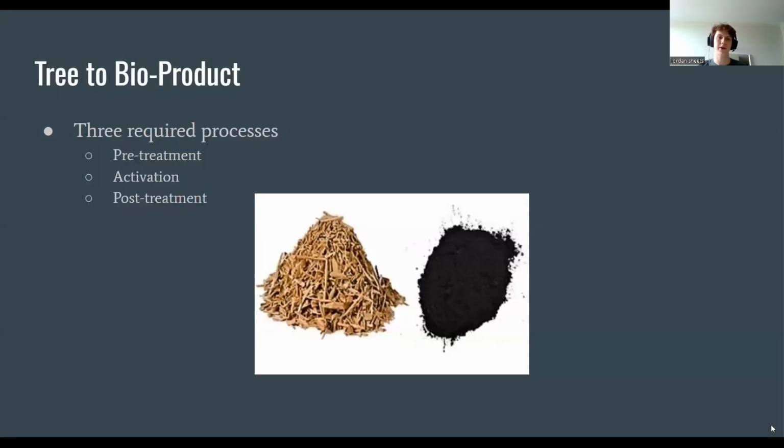So for tree to bioproduct, overall we have activated carbon materials are made through three required processes. The first is the pre-treatment process of the biomass raw materials. The second is activation, and the third is post-treatment.